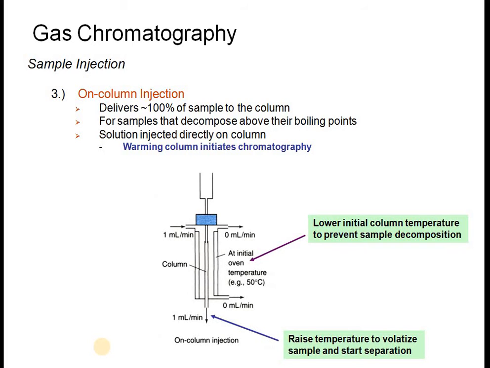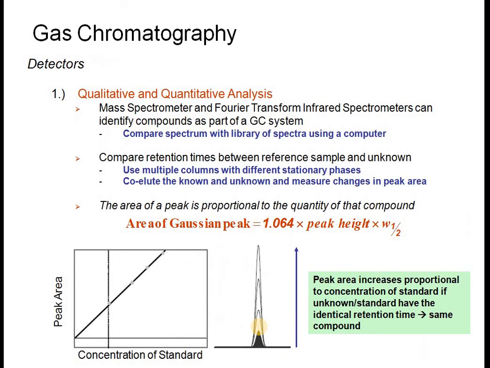On column injection, warming the column and initiating chromatography. This is the lower initial column temperature to prevent sample decomposition, and here is the raised temperature to volatilize the sample and start separation. Qualitative and quantitative analysis. Detector. Now we discuss detectors.